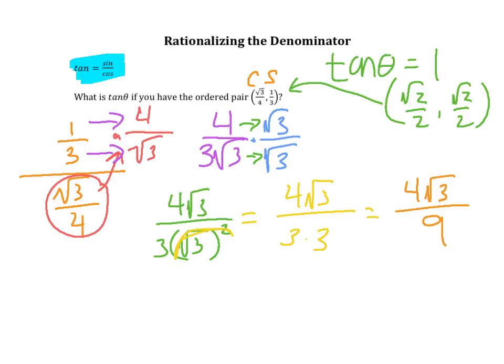So if you are given cosine of square root of 3 over 4 and sine of 1/3, your tangent value is going to be 4 square root of 3 over 9. And the key ideas to take note in this lecture is the idea of multiplying fractions. You multiply straight across. And then when you want to get rid of the square root on the bottom of a fraction, you rationalize the denominator.